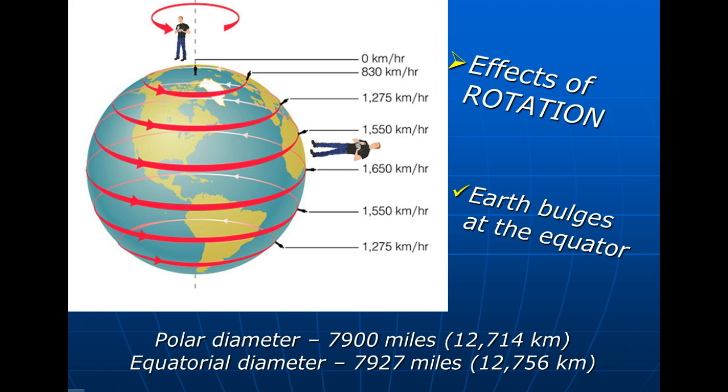Also recall that the Earth spins at about 1,000 miles an hour. It rotates at about 1,000 miles an hour. And also recall that this speed varies depending on where you are standing. If you need to get that back in your notes or you don't have it in your notes, get that in your notes now. It's extremely important.